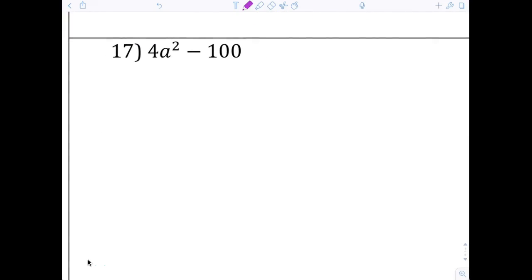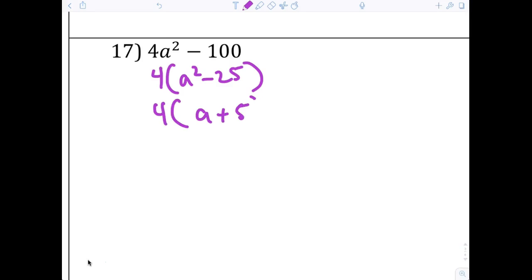All right. 17. 4a squared minus 100. What's the GCF? Think for yourself. 4. 4 goes into 4 and 100. You factor out a 4. Now, a squared minus 25. Oh, wow. Now how hard is that? 4 times a plus 5, a minus 5.